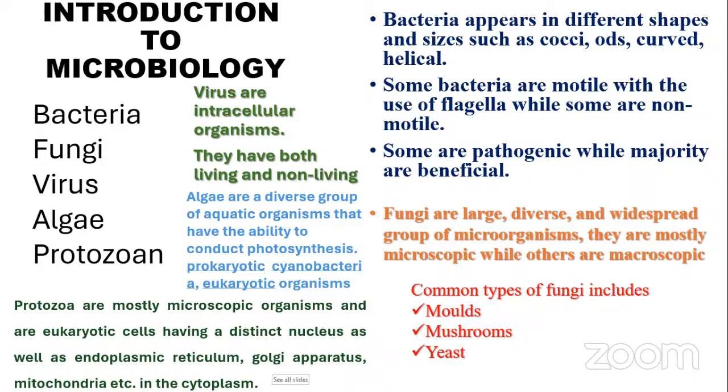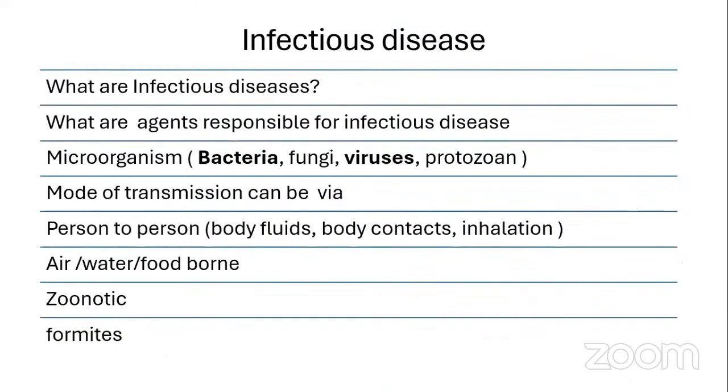Now, away from microorganisms, we look at infectious diseases. What are infectious diseases? Infectious diseases are diseases that are caused by microorganisms, and they can be transmitted from one person to another. So microorganisms are the agent responsible for infectious disease. We have bacteria, which is the chief. We have fungi, virus, and protozoa.